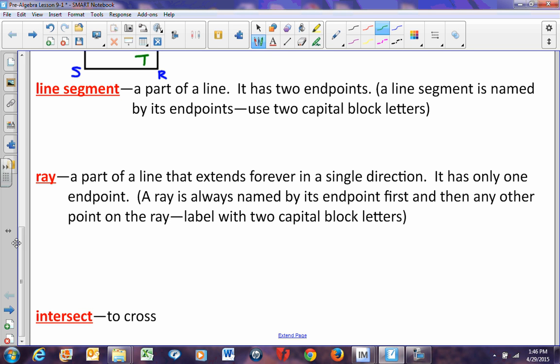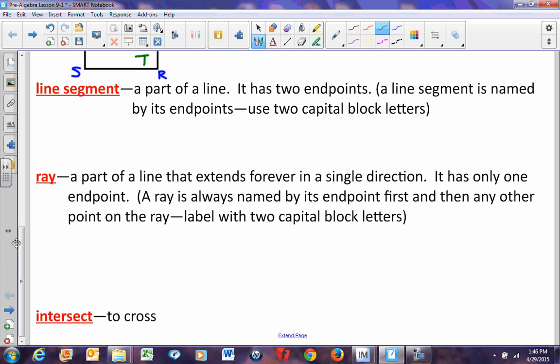A line segment is named by its endpoints, and you use two capital block-style letters. When you were young and your teachers told you to line up, they've been telling you wrong all this time, because you're never lining up, because a line has no beginning and no end. You are actually line segmenting up, because a line segment has a beginning and an end. It just sounds really stupid to tell you to line segment up.